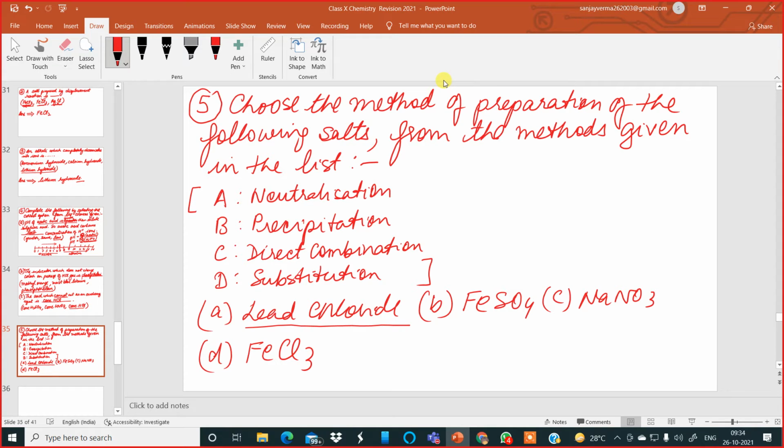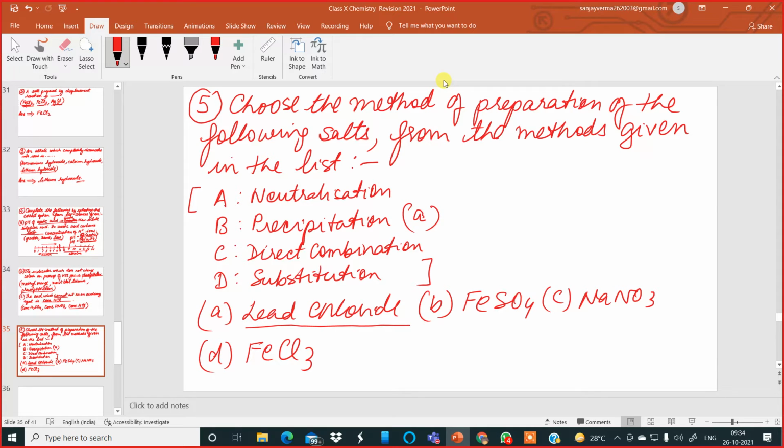Can be prepared by, just write over here, lead chloride. Where will you write lead chloride? By which method can it be prepared? It is an insoluble salt. So you can put A over here. It is called precipitation.